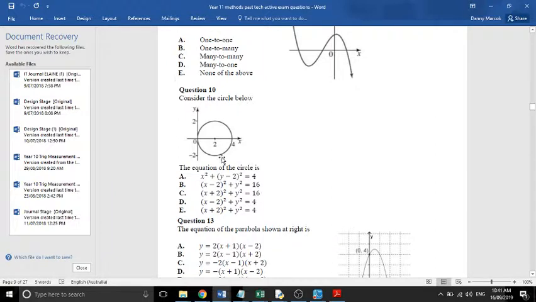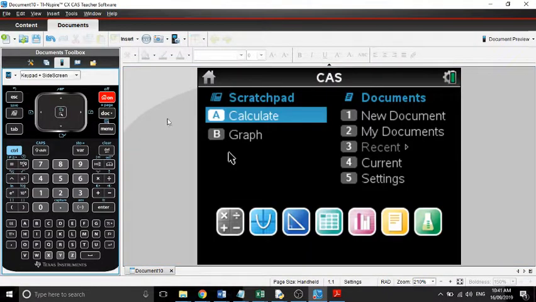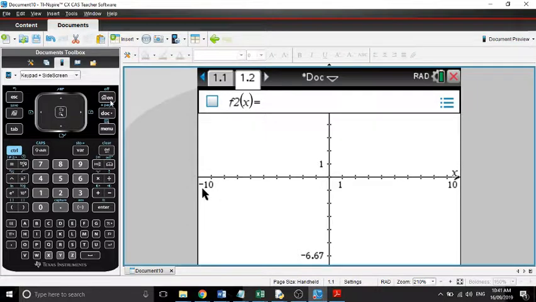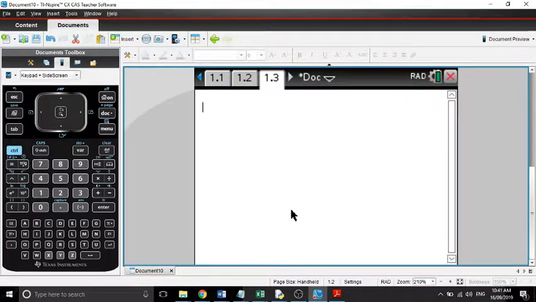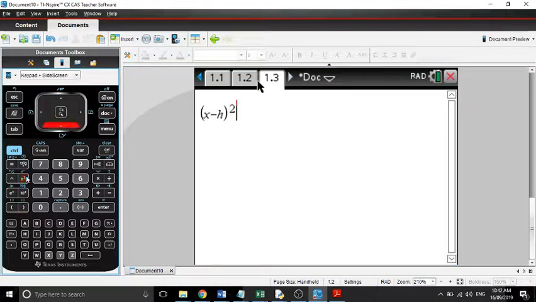Now, the radius is 2. But when we write our equation or our relation, we write it as x minus h squared plus y minus k squared equals r squared. So that's what we've got there.